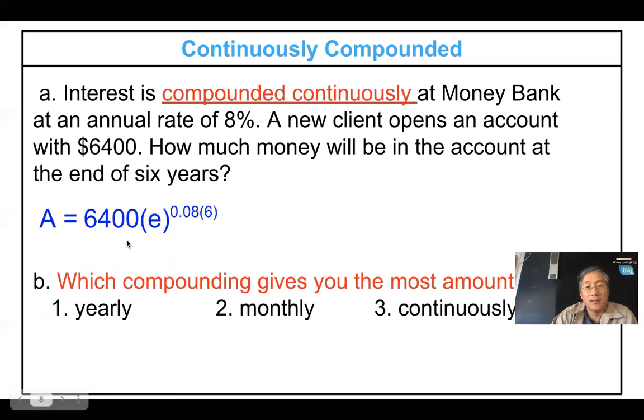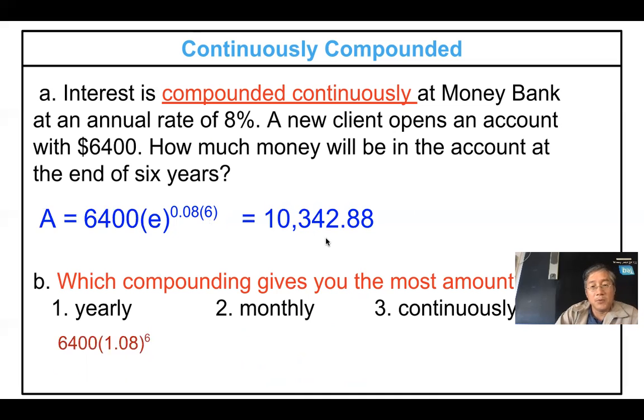So A is, so if it is a continuous compounding, P times amount is 6,400, E, you can find E in the calculator, and in the power, 8% is R, rate is 0.08. Now how many years? 6 years, end of the 6 years. So 6 years later, you multiply 6. Then you get $10,342.88 cents. So how about yearly? If you put the function like the 6,400 times 1.08 to the 6th power, right? Which is $10,156.